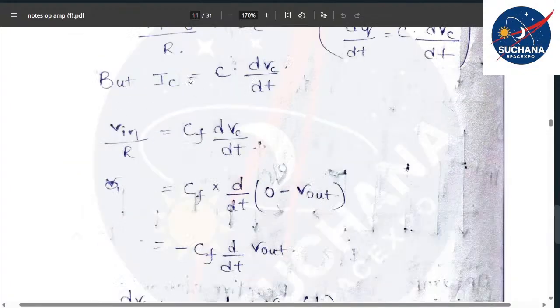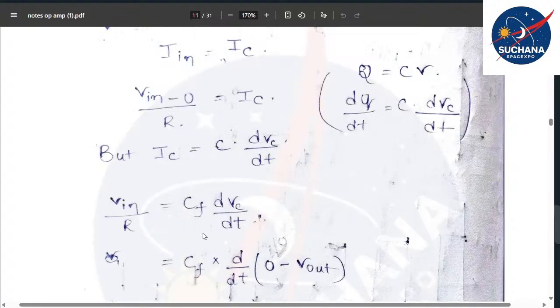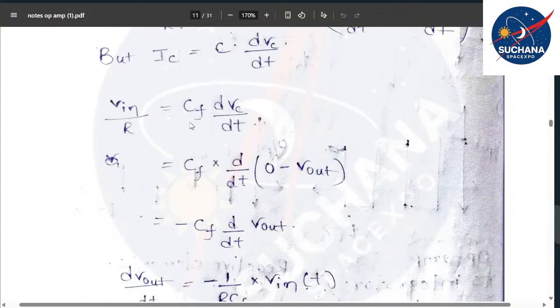So equating both equations 1 and 2, V in by R is equal to CF into dVc by dt, where CF is the feedback capacitance. So V in by R is equal to CF into dVc by dt.